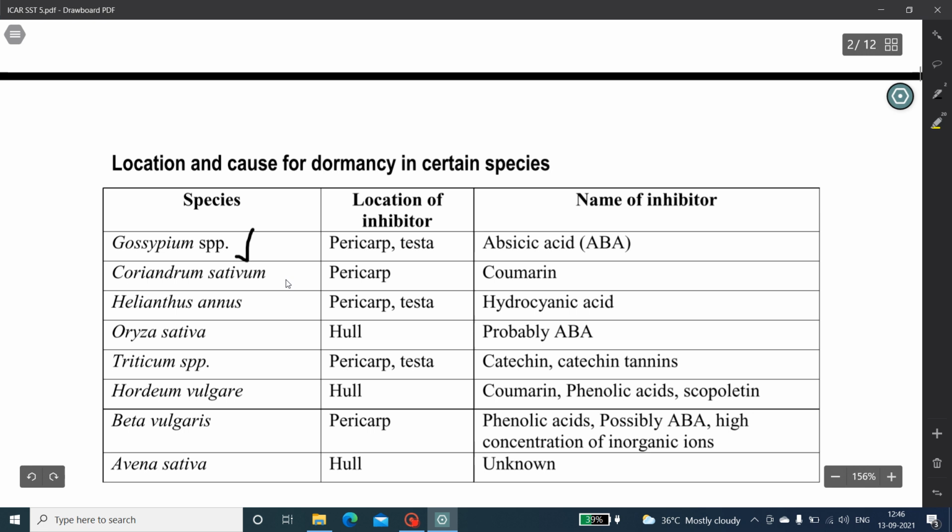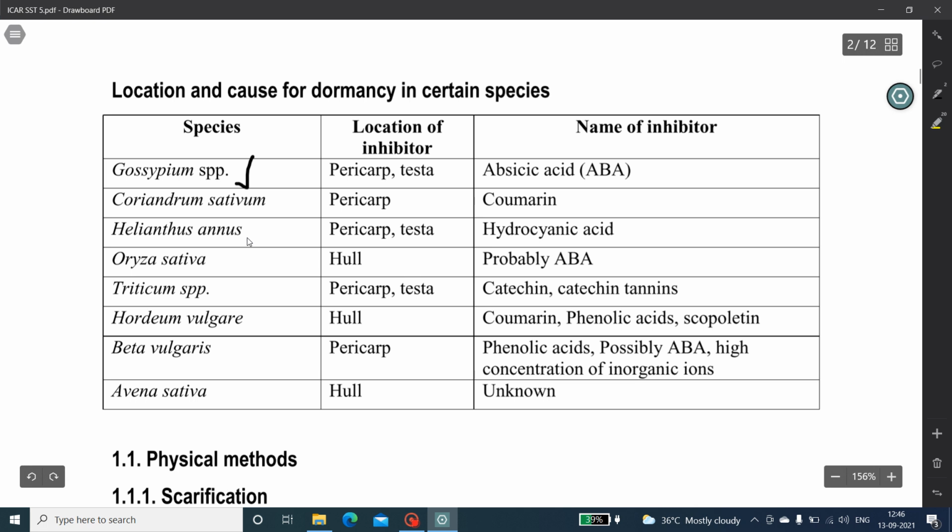Next is Coriandrum sativum, that is coriander. The location of the inhibitor is the pericarp, and the inhibitor is coumarin. Then Helianthus annuus, that is sunflower. The location of the inhibitor is the pericarp and testa, and the inhibitor is hydrocyanic acid, that is HCN. Next is Oryza sativa, that is rice. The inhibitor is present in the hull, probably abscisic acid.